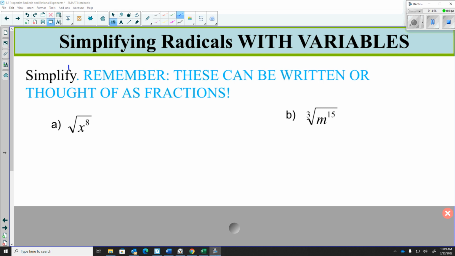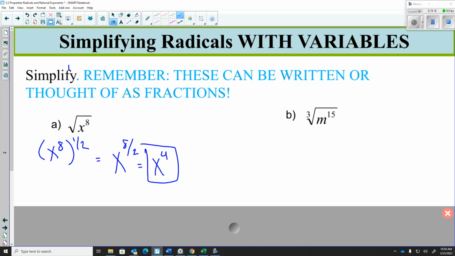Square root of x to the 8th, I don't know what that is. But I can write this as an exponent. You can turn it into a fractional exponent. It would be x to the 8th to the 1/2, because the square root is a 1/2 power. And then again, you have a power raised to a power. What do you do with those numbers? Multiply. So that is x to the 8/2, which is x to the 4th. All right, so that's the technical math way to do it.